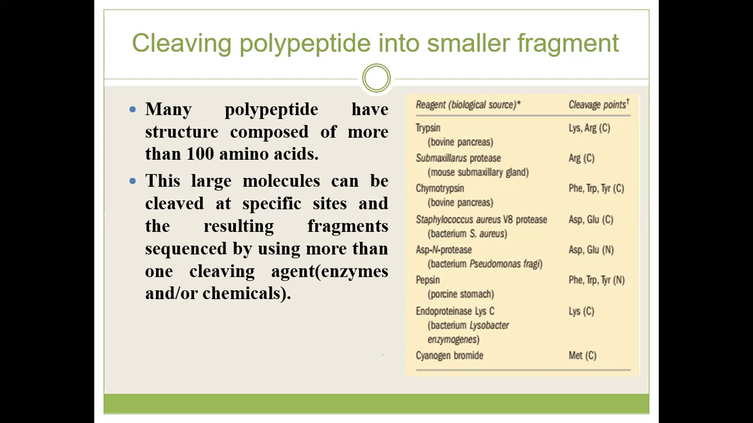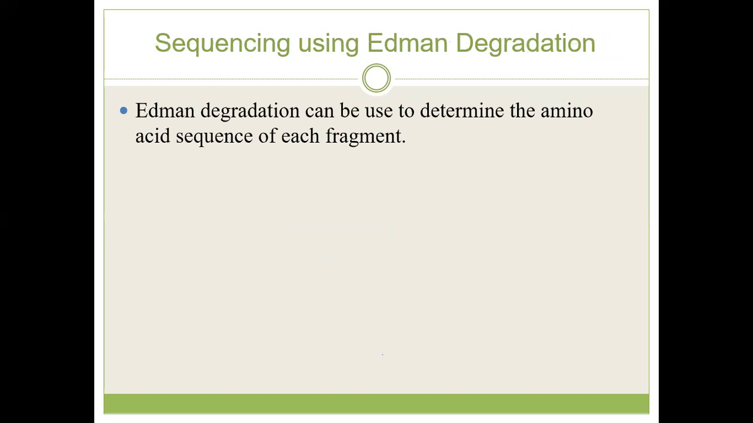You may decide to use one, but we will see how using two is important. But you don't use two all in one test tube. You take the peptide sample into two different test tubes. For example, this one I will treat with trypsin, and this one I will treat with cyanogen bromide. You see how important it is to do that.